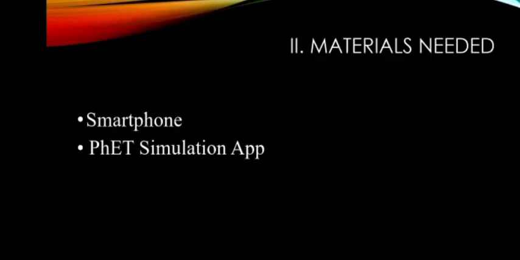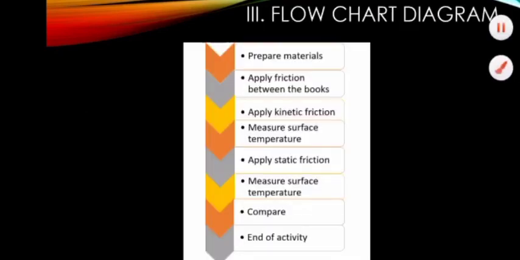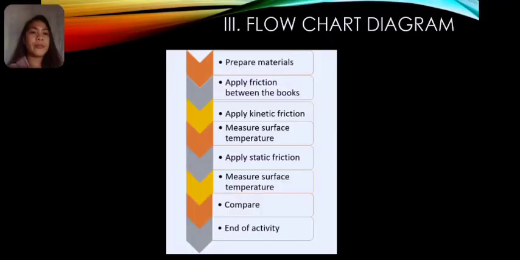Now on this activity, to prove these two things, we will need to use the smartphone and the PhET simulation app. So we're going to go to the friction tab or the friction experiment, and we're going to do the following. We're going to test how friction is applicable and how friction is applied to the object. So that is all for me. Thank you so much for watching.